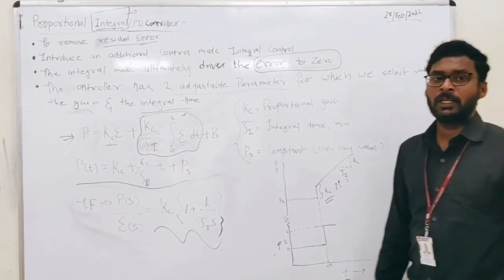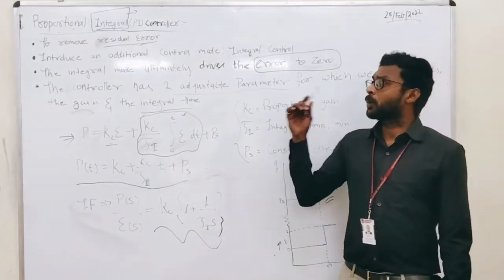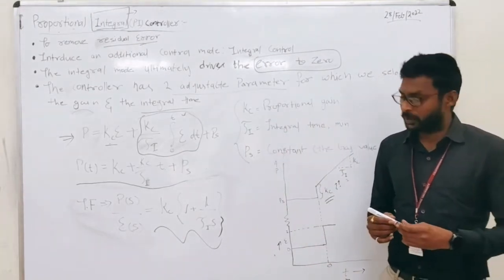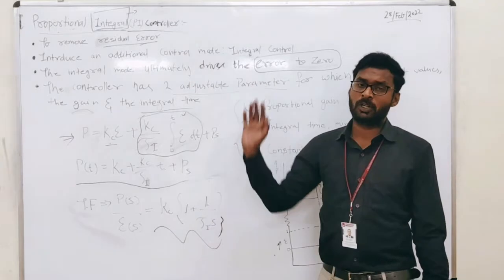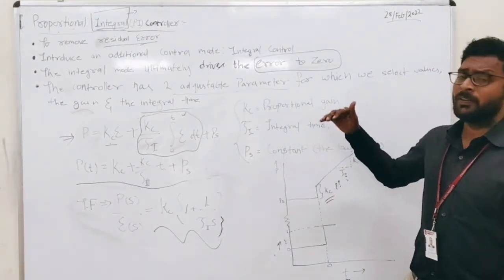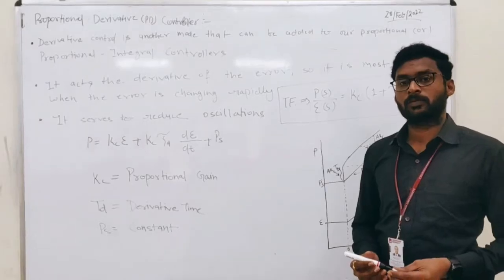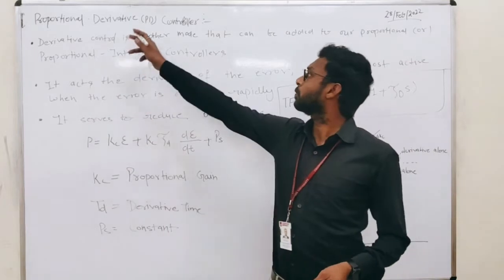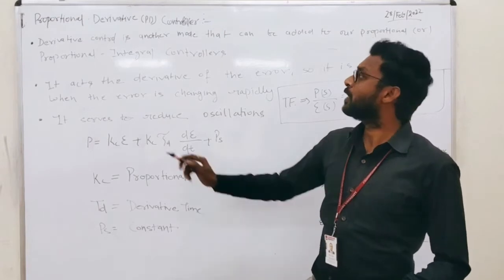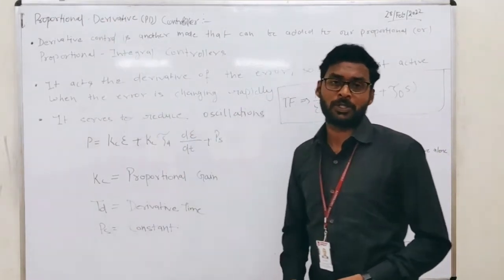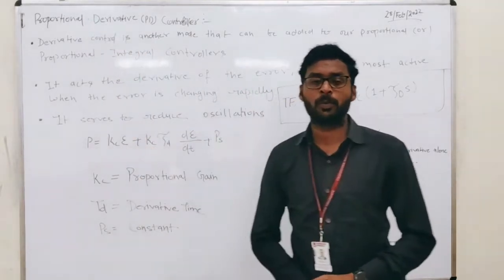Fine. So now we will see the third type of controller, that is the proportional derivative controller. We will add a derivative term to the proportional controller, and then we will find out the output of that particular system. Now the third type of controller is the proportional derivative controller. As we added the integral term to the proportional controller, here we are adding the derivative term to the proportional controller.